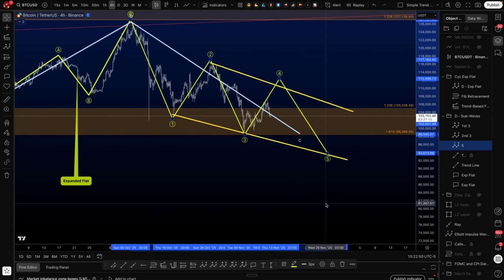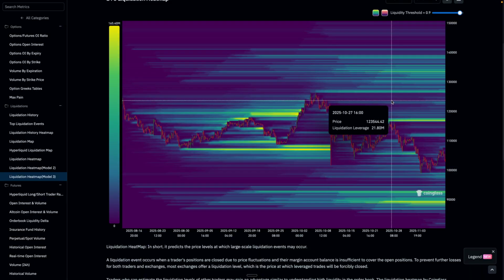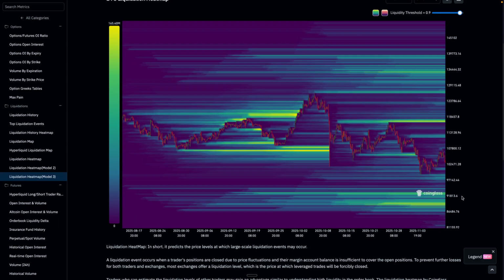Now, let me show you something else. A liquidation heat map. It's a liquidation heat map for Bitcoin. As you can see down here, there's a lot of leverage down here, a lot of liquidity that could be wiped out by price going down. Price tends to be attracted to these brighter yellow areas.